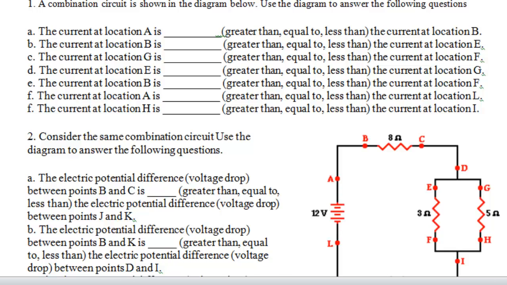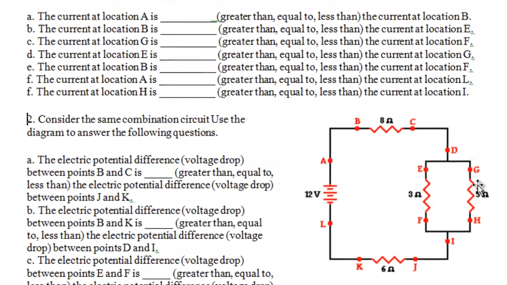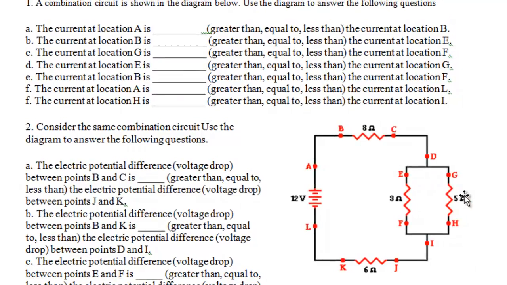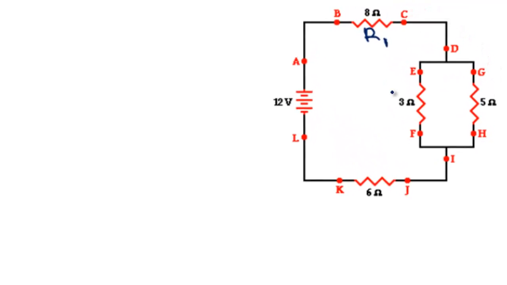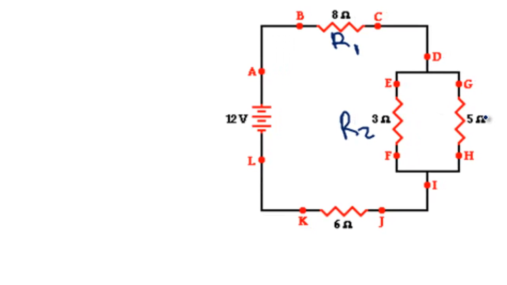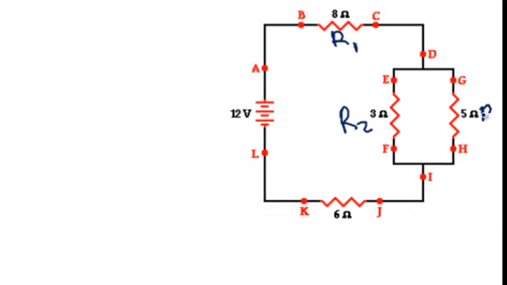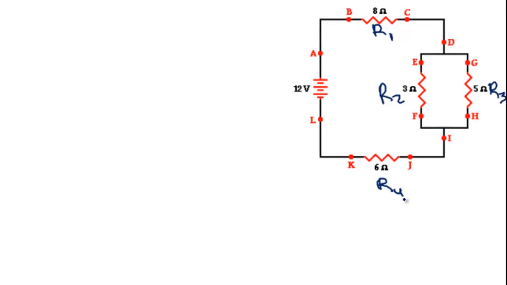Hello everyone. Let's go ahead and solve this problem that has 4 resistors. 2 of the resistors are connected in parallel, and the equivalence of those 2 resistors connected in parallel is connected in series with another 2 resistors. So basically what we have here is this resistor called R1, and then we have R2, which is equal to 3 ohms. We have R3, which is equal to 5 ohms, and then we have R4, which is equal to 6 ohms.